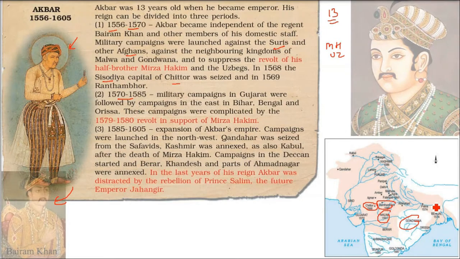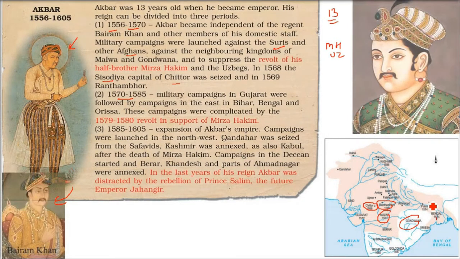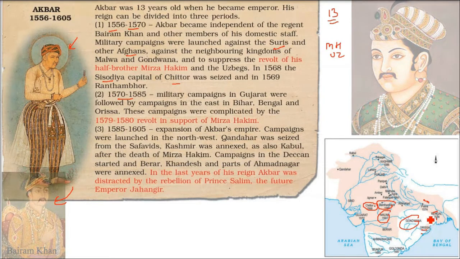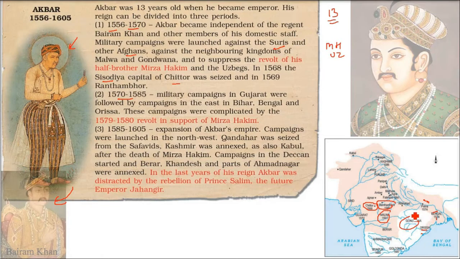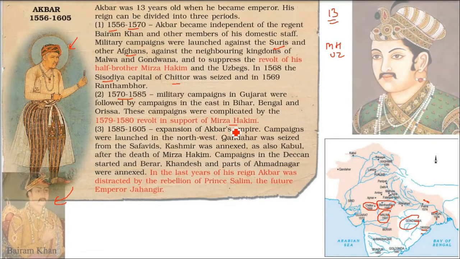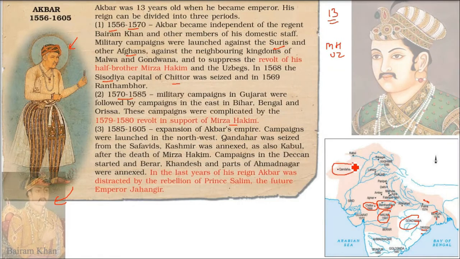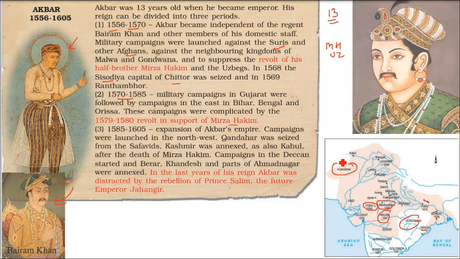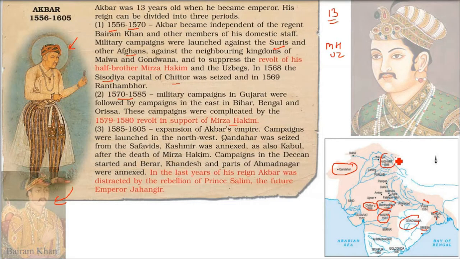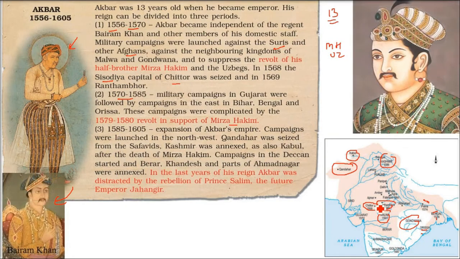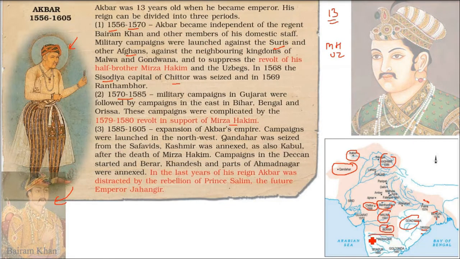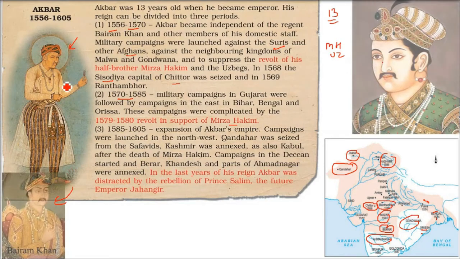Now there were military campaigns in Gujarat. After that, he went to Bihar, Bengal, Odisha. And finally, the revolt of Mirza Hakim was between 1579 and 1580. It was complicating things. Now from 1585 to 1605, the expansion took place again, and they took over Kandahar from the Safavids. Also, Kashmir was taken. Then Kabul, because Mirza Hakim died, and then Berar, Khandesh, and parts of Ahmednagar when they went to the lower part, the Deccan.